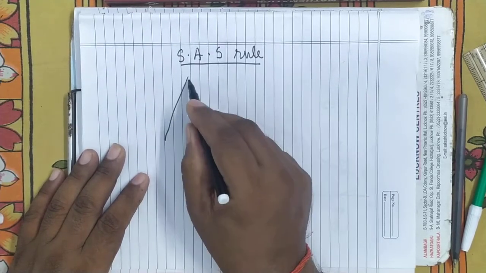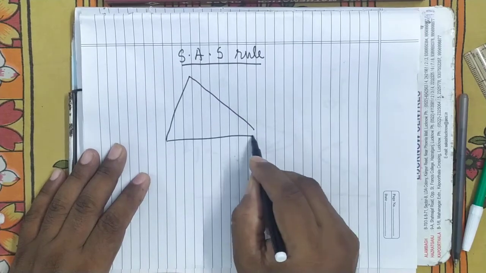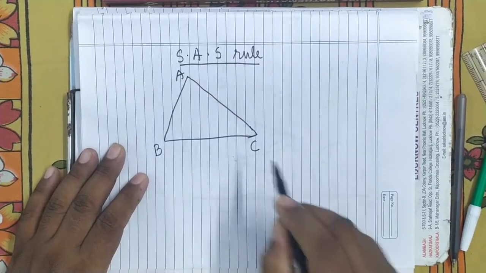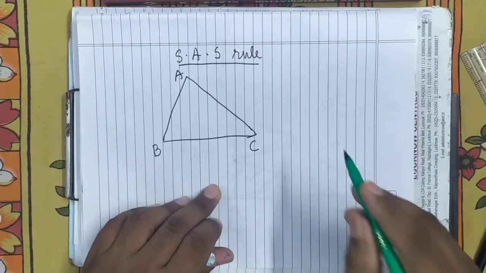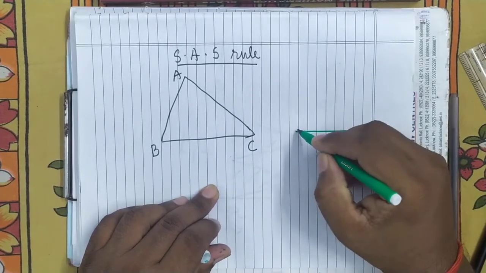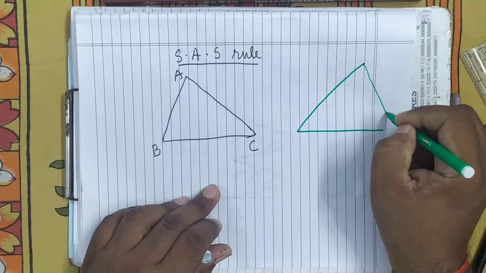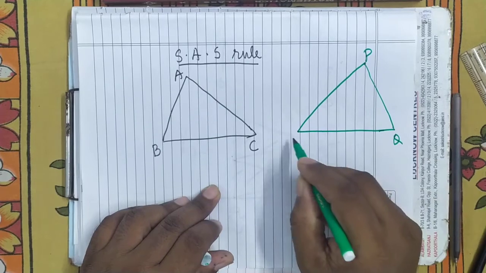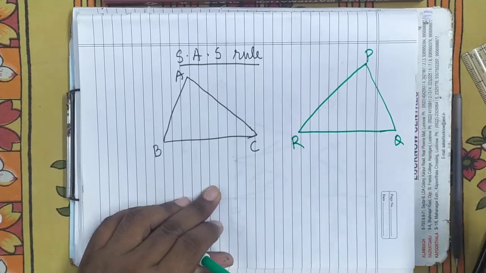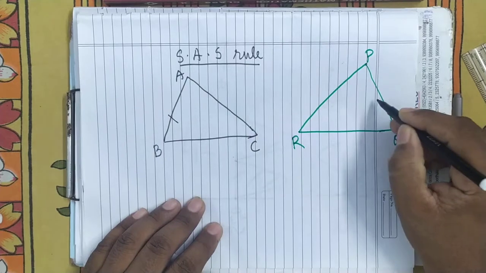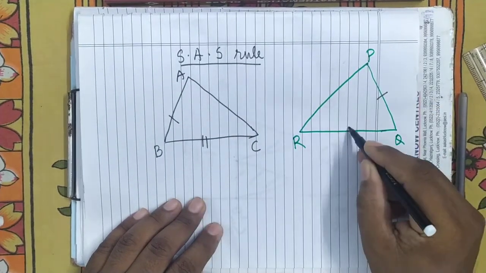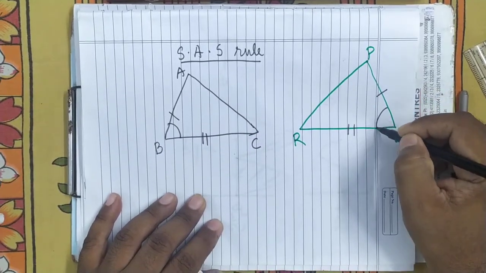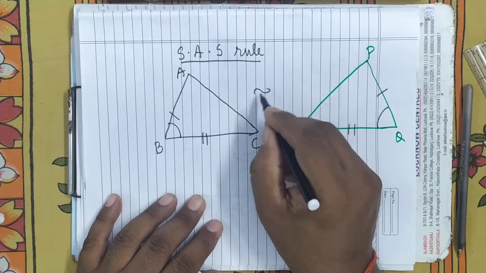Now see here, suppose this is a triangle ABC, and this is another triangle PQR. Here it is given that AB is equal to PQ, BC is equal to QR, and angle B is equal to angle Q. Is it clear? Then both the triangles will be congruent.